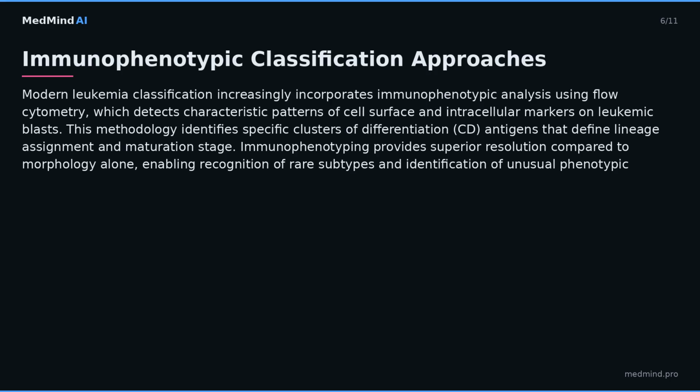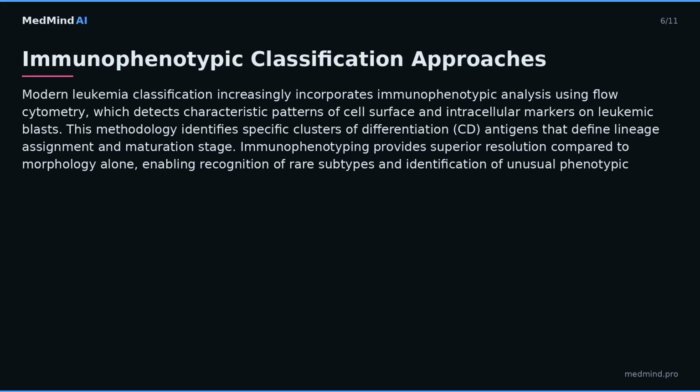Immunophenotypic classification approaches. Modern leukemia classification increasingly incorporates immunophenotypic analysis using flow cytometry, which detects characteristic patterns of cell surface and intracellular markers on leukemic blasts. This methodology identifies specific clusters of differentiation, CD, antigens that define lineage assignment and maturation stage. Immunophenotyping provides superior resolution compared to morphology alone, enabling recognition of rare subtypes and identification of unusual phenotypic features that may influence prognosis or treatment selection.